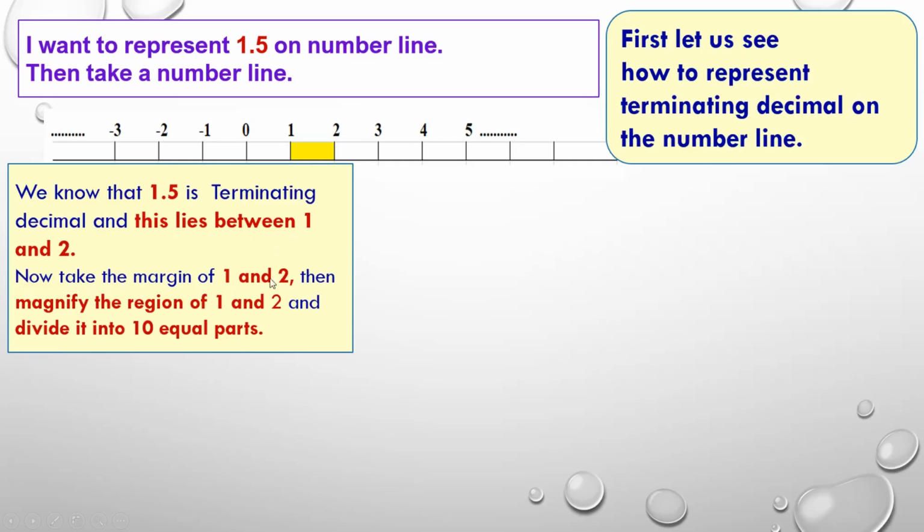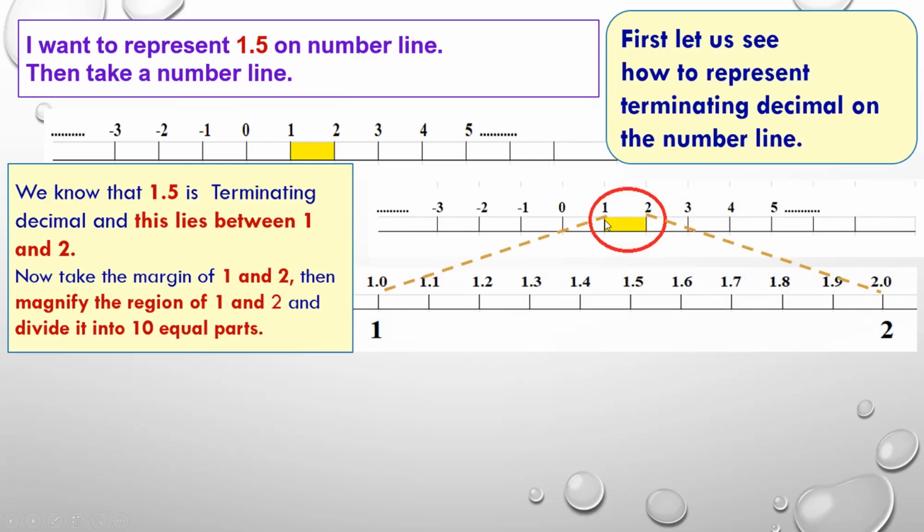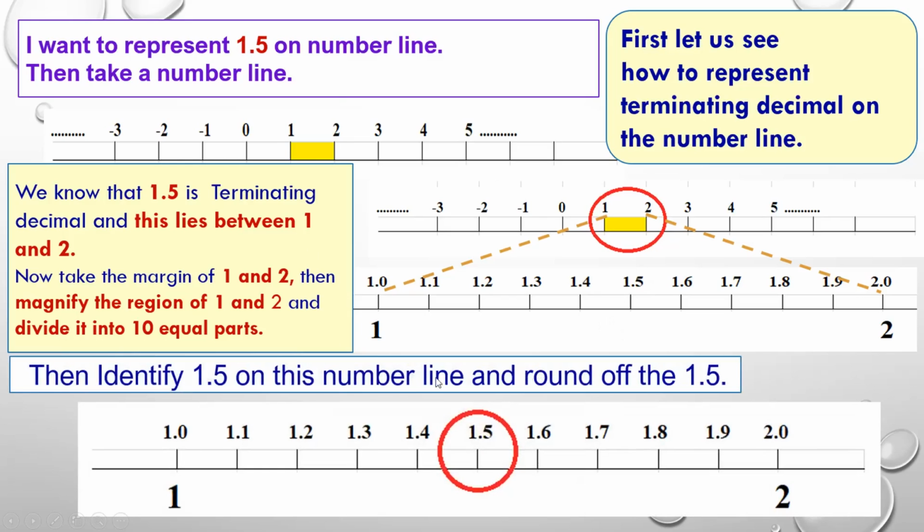Now take the margin of 1 and 2, and magnify the region of 1 and 2 and divide it into 10 equal parts, like this. Then we get 1.1, 1.2, 1.3, 1.4, 1.5, 1.6, 1.7, 1.8, 1.9. 2 means 2.0, 1 means 1.0. Now, where is 1.5? Here it is. Then identify 1.5 on this number line and circle the 1.5. Like this is the answer.